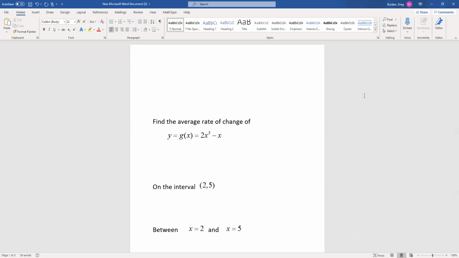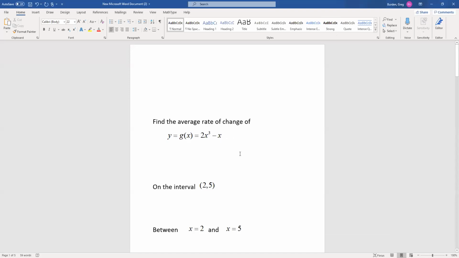In this video, I'm going to pick up with the idea of average rate of change and also take a look at some of the algebra involved in the difference quotient. So it's a continuation of the last video. I'm going to look specifically at this function here, y equals g of x, 2x cubed minus x.